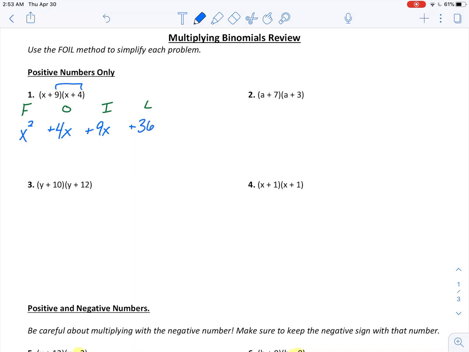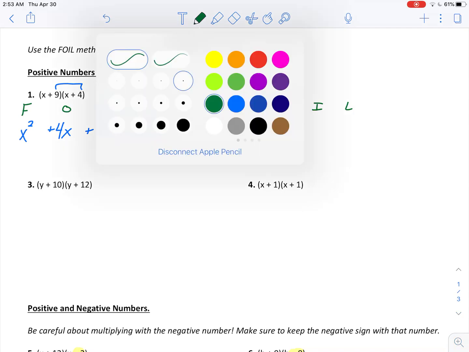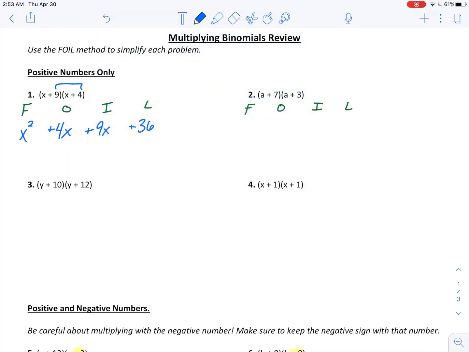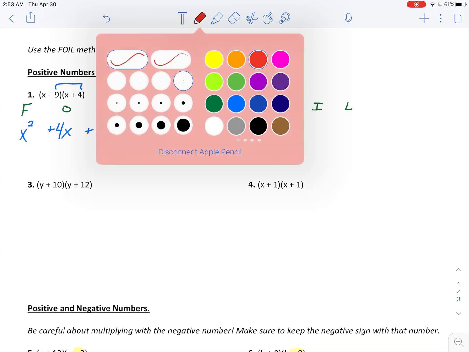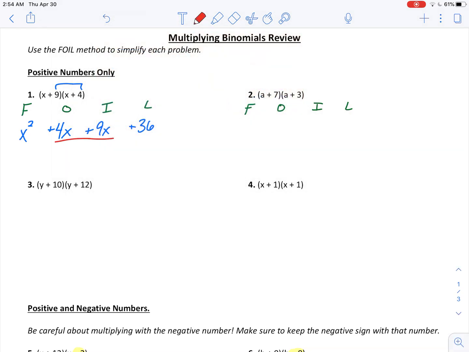Alright, let's try the next one here, and then I'll leave the last two for you guys. So I need to do the first, then the outer, then the inner, then the last. And you know what? I should probably finish this problem before I move on to the next one. So let's add up all of our terms here. Let's get our like terms together. Got x squared, 9 plus 4 is 13x, plus 36.